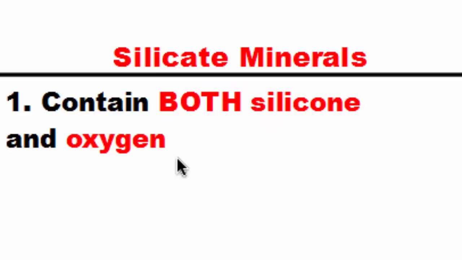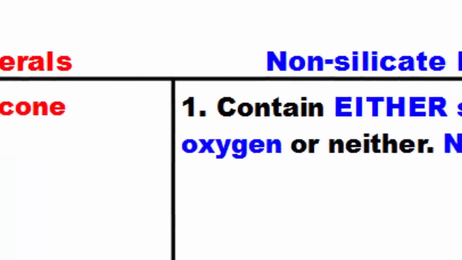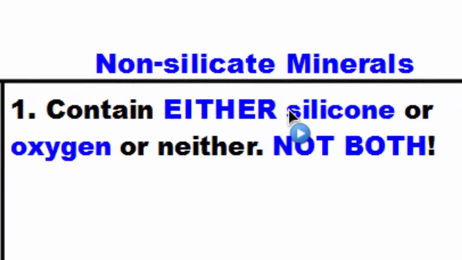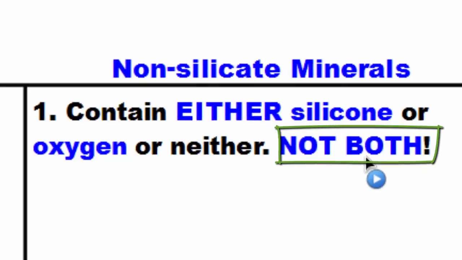Since silicate minerals have both silicon and oxygen, you could probably imagine what a non-silicate mineral would have. A non-silicate mineral can have either silicon or oxygen, or perhaps not even any one of those 2, but it cannot have both of those elements in there.